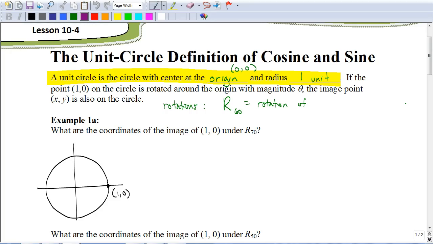Now, the reason why it's called a unit circle is because, for one, it's in the shape of a circle. Its center is at the origin, which would be the point 0, 0. The radius of the unit circle is 1 unit, thus a unit circle.